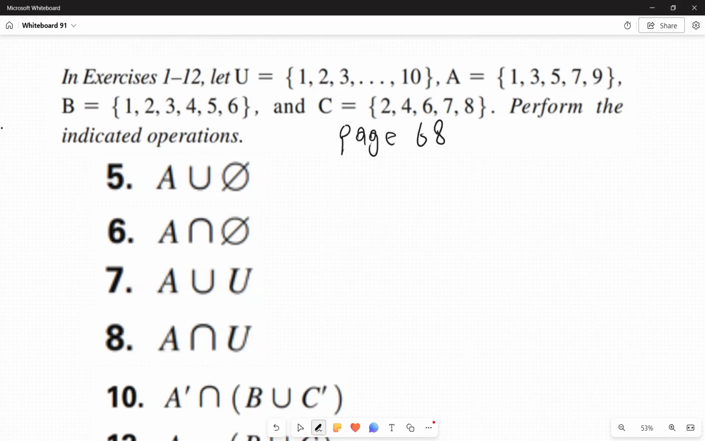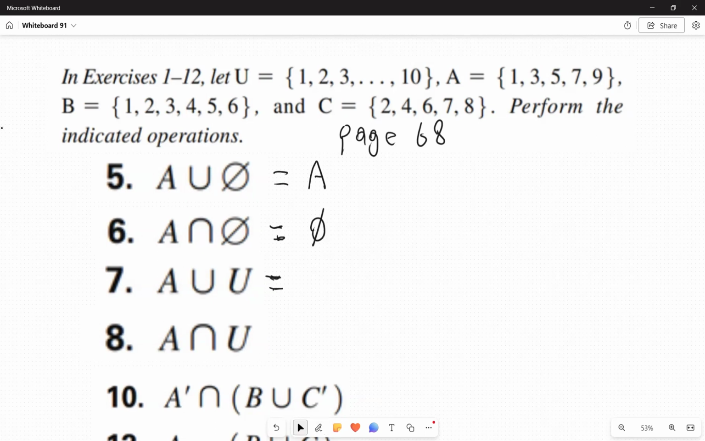The first one is A union the empty set, but the empty set has no elements, so if you put together set A and the empty set, you're going to get again set A. The intersection of two sets is a set of elements that are common to both sets. If the empty set has no elements, it cannot have anything in common with any other set.